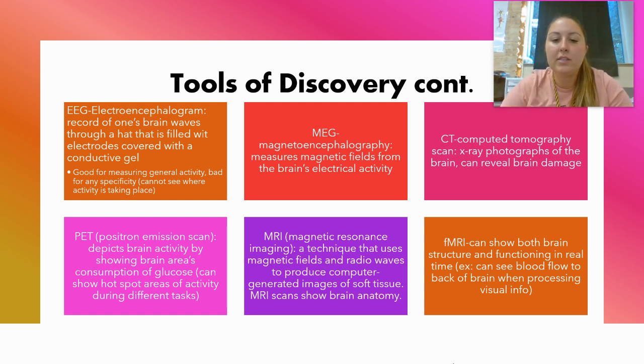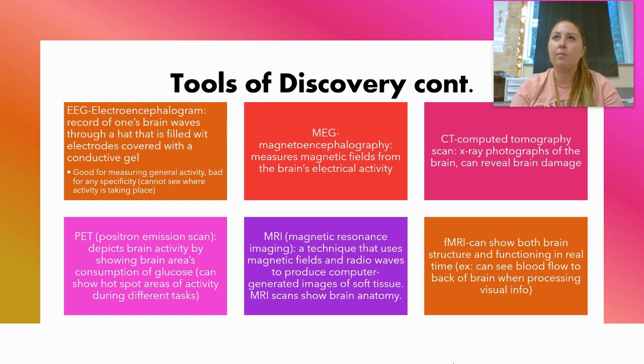MRIs help us to see the brain anatomy, and they use magnetic fields and radio frequencies to basically produce these computer-generated images. And then fMRIs combine that feature with the ability to basically compare image after image of the MRIs when a person is doing a given task, for example.